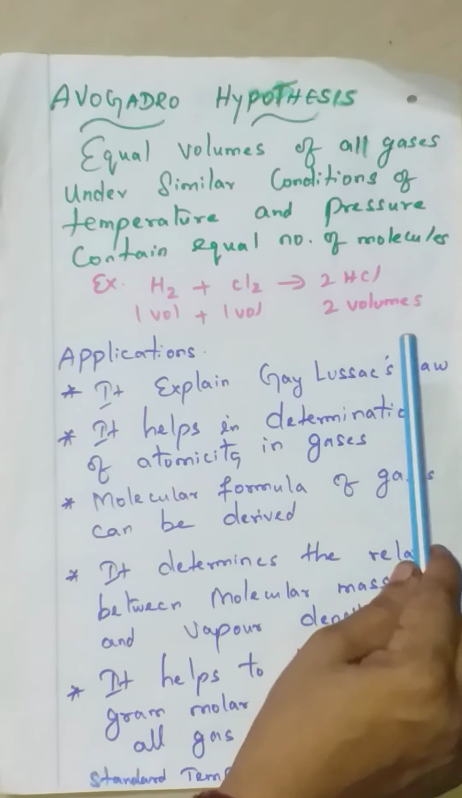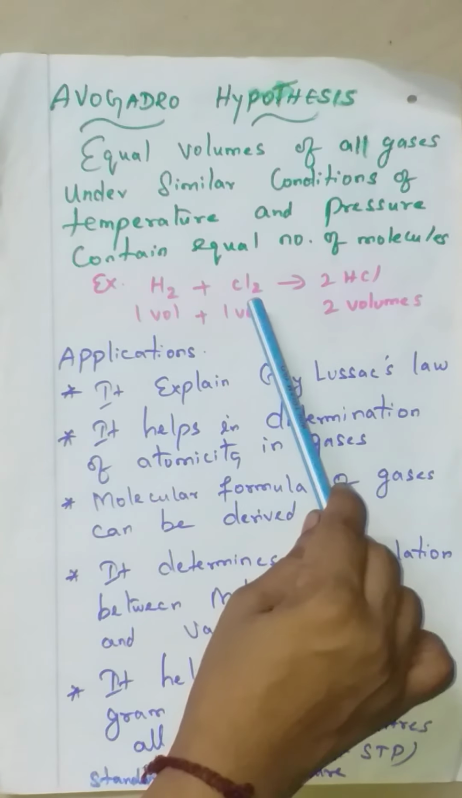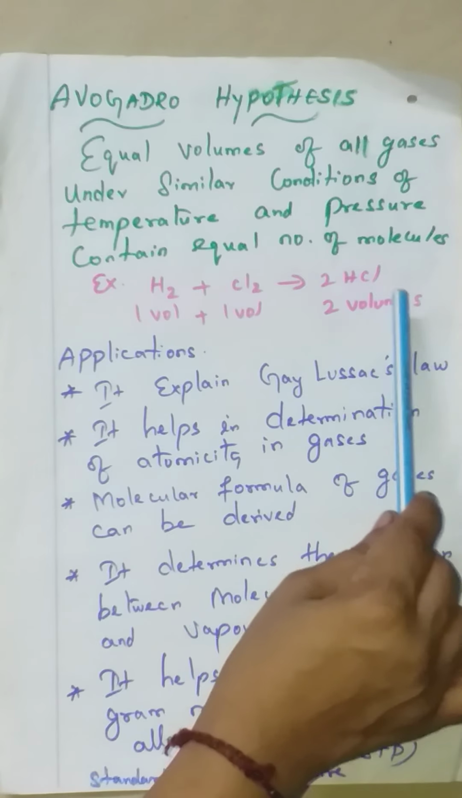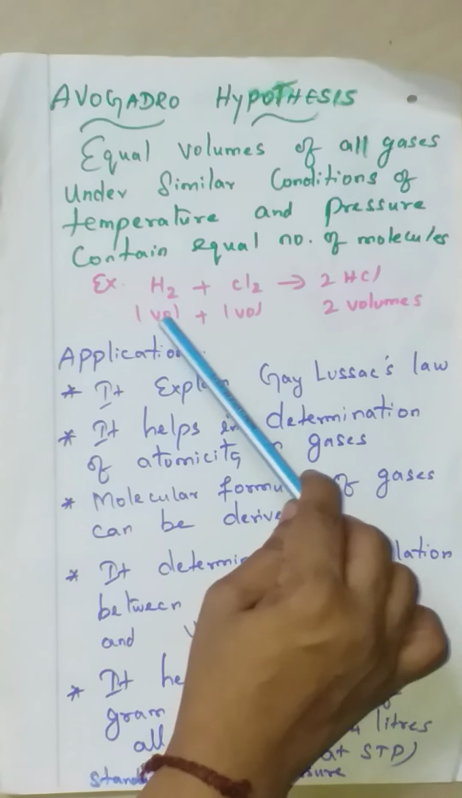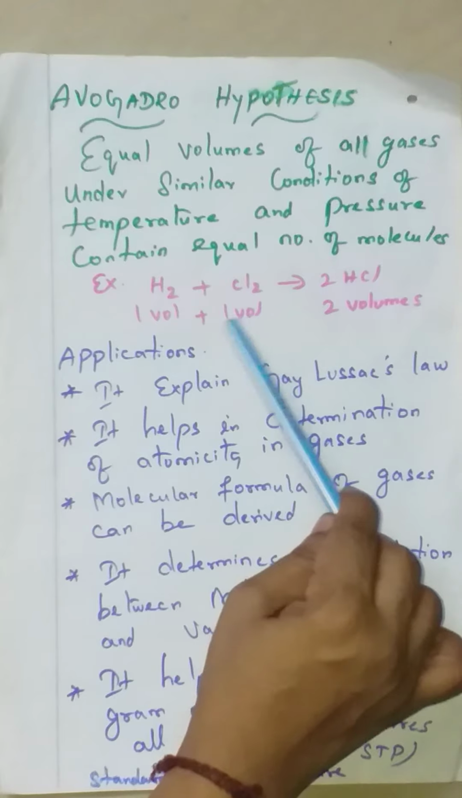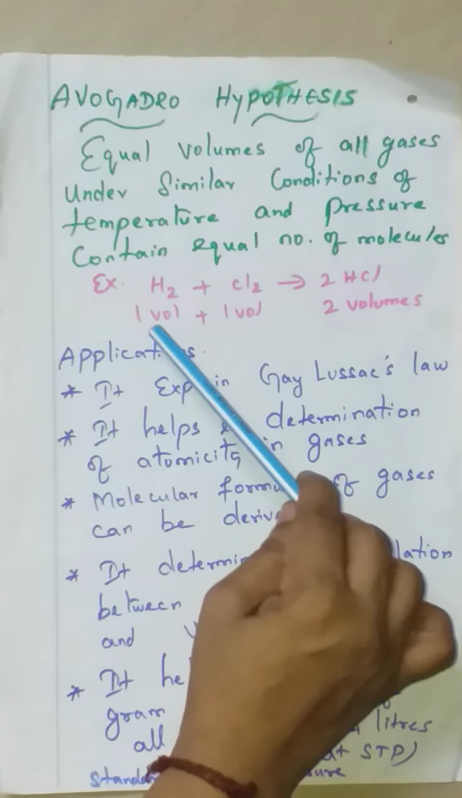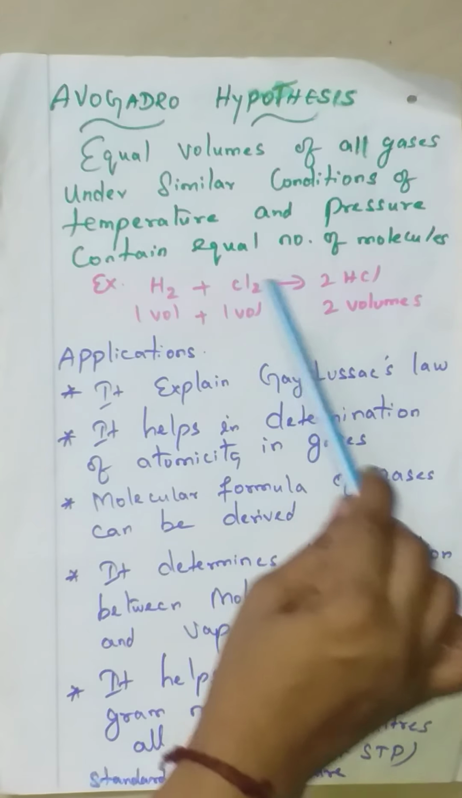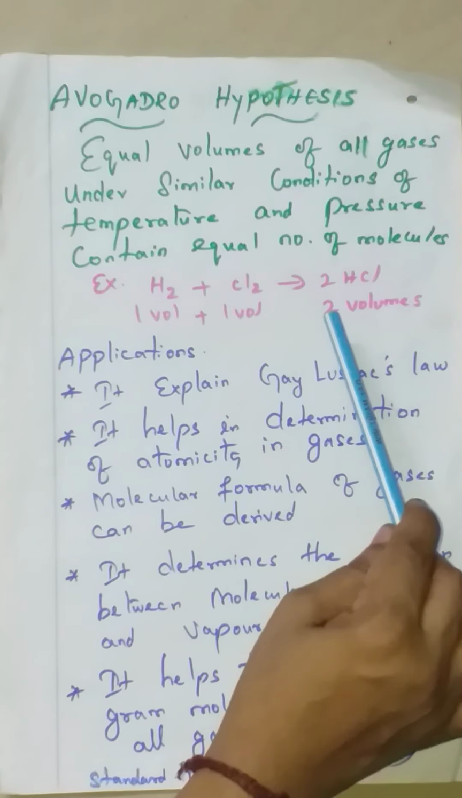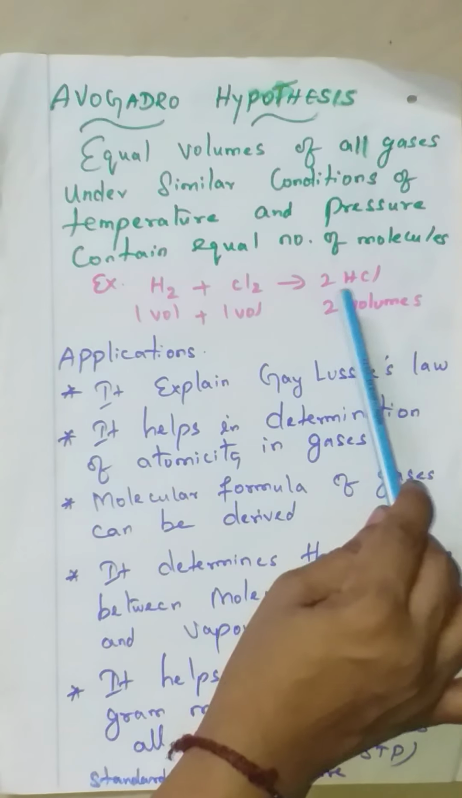Here also an example is given. H2 plus chlorine gives 2 molecules of HCl. That means 1 volume of hydrogen combines with 1 volume of chlorine, and 1 volume means 1 liter. Both give 2 volumes of hydrochloric acid. That is 2 volumes.